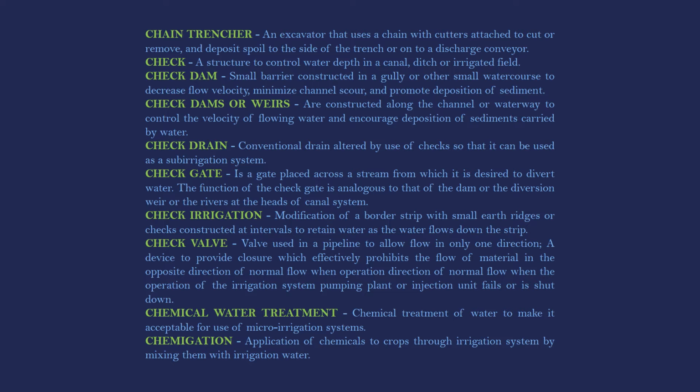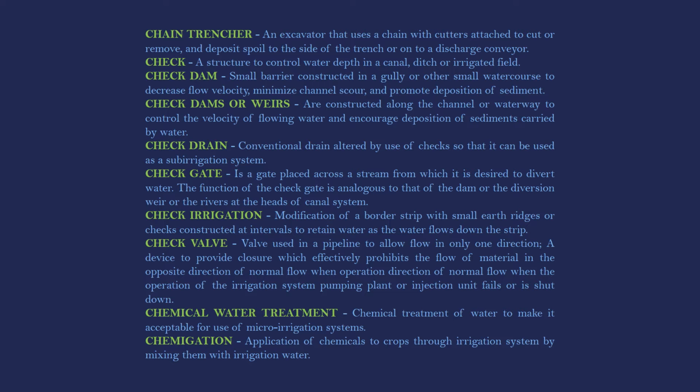Check gate is a gate placed across a stream from which it is desired to divert water. The function of the check gate is analogous to that of the dam or the diversion weir on the rivers at the heads of canal systems. Check irrigation: modification of a border strip with small earth ridges or checks constructed at intervals to retain water as the water flows down the strip.